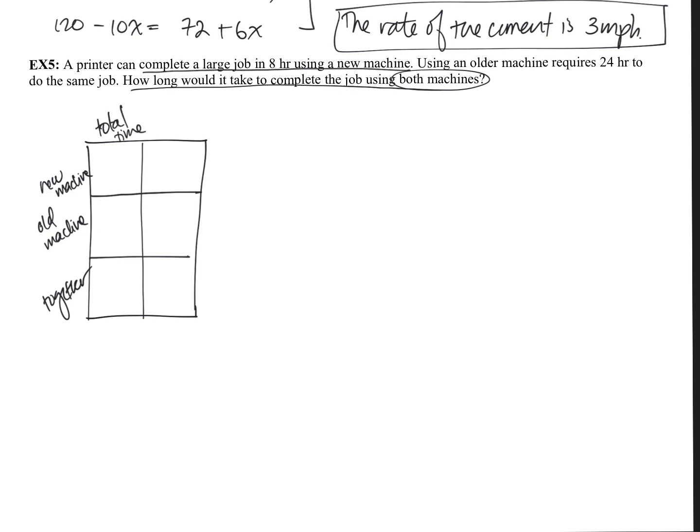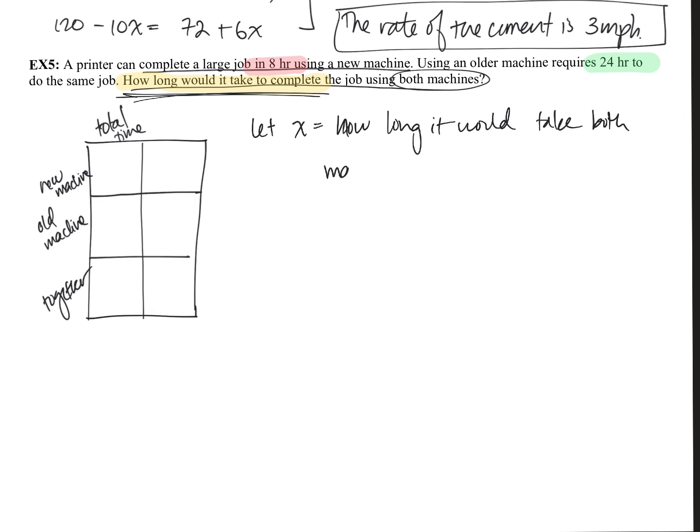So the total time it takes them, well, the first one, the new machine, takes 8 hours. The old machine takes 24 hours. And together, we don't know. That's how long it would take. So that's my variable, because remember, the question is always going to be your variable. So I'm going to say let x equal how long it would take both machines to finish the job.